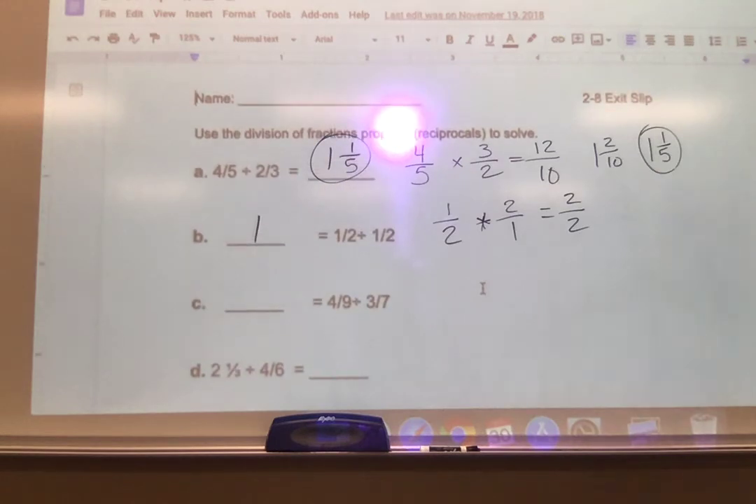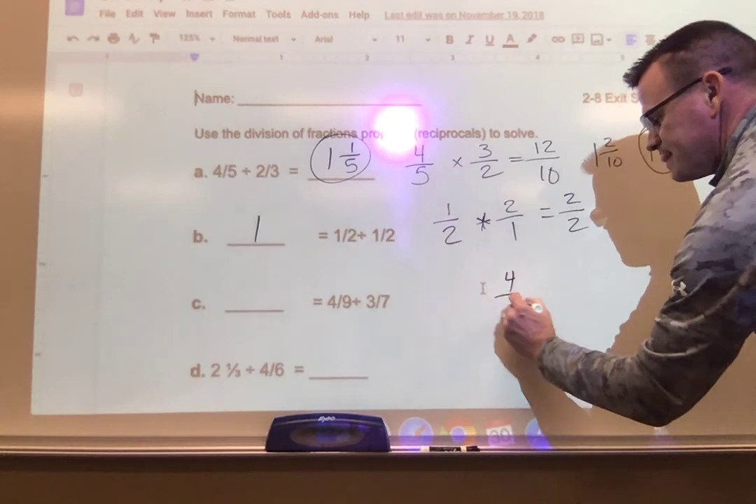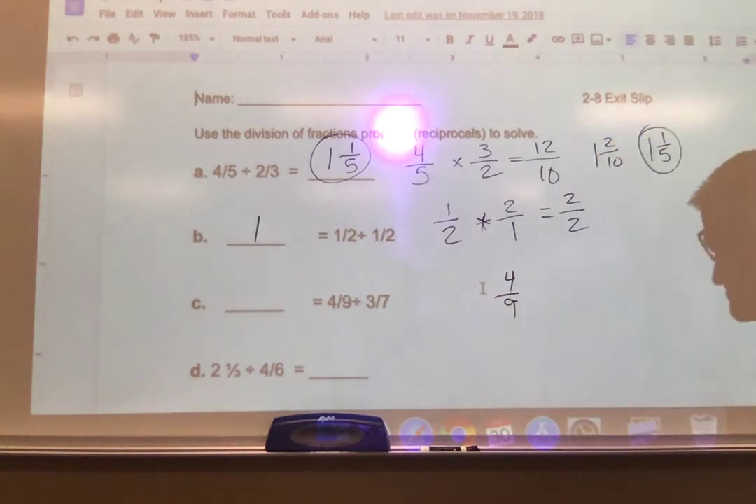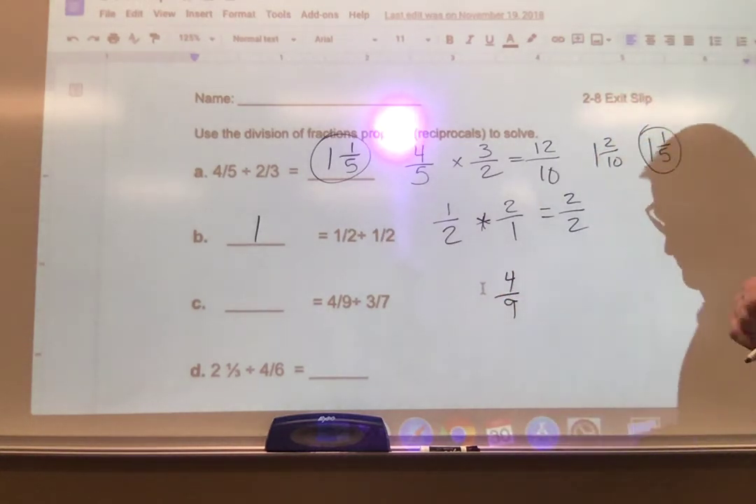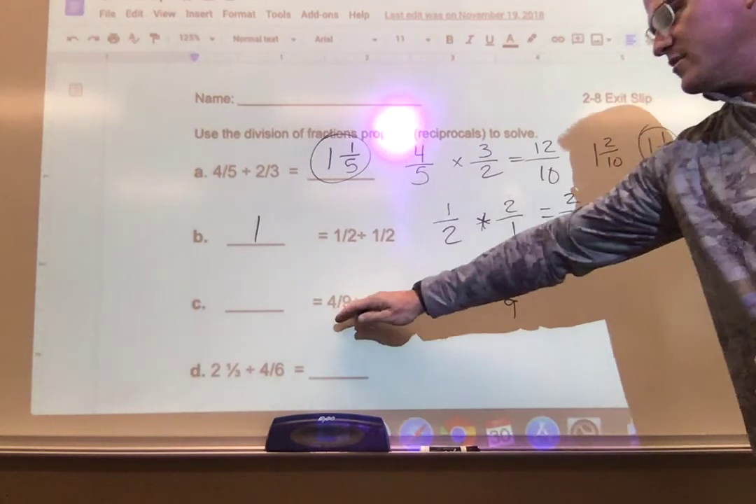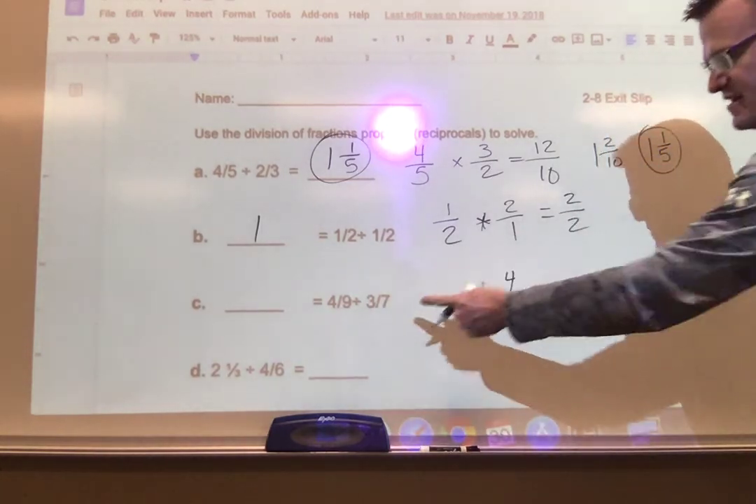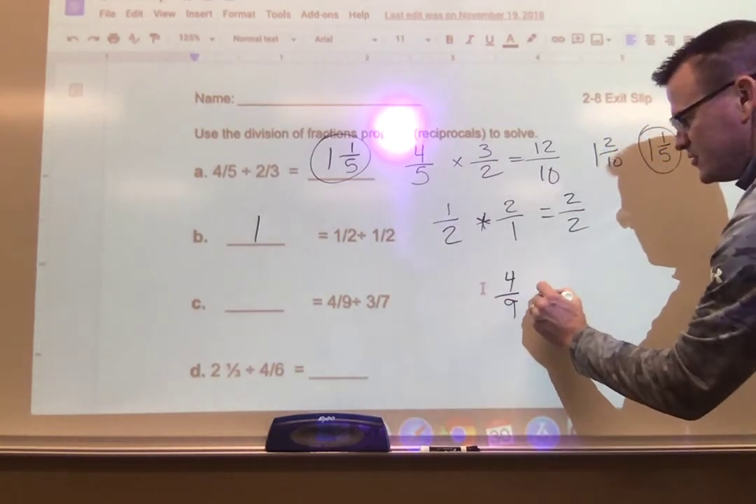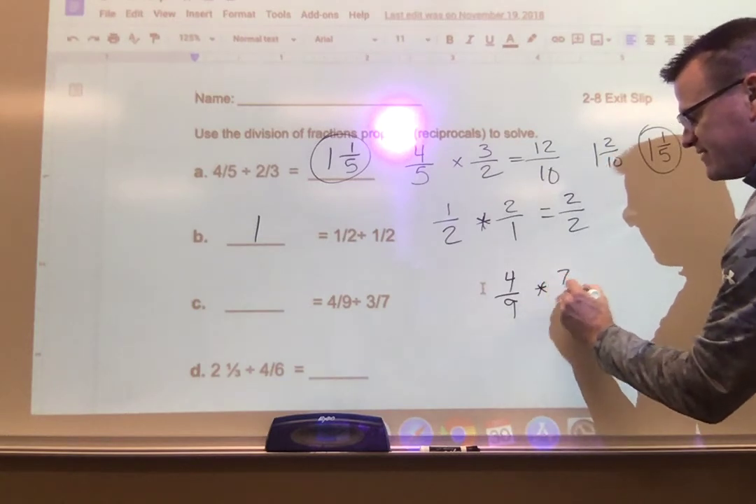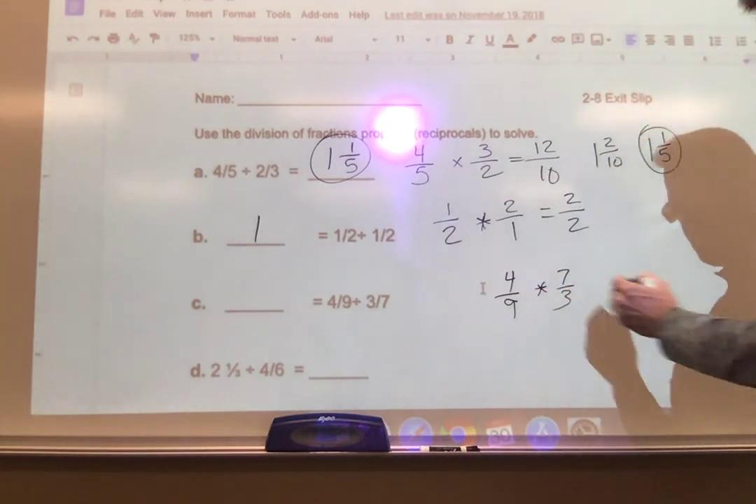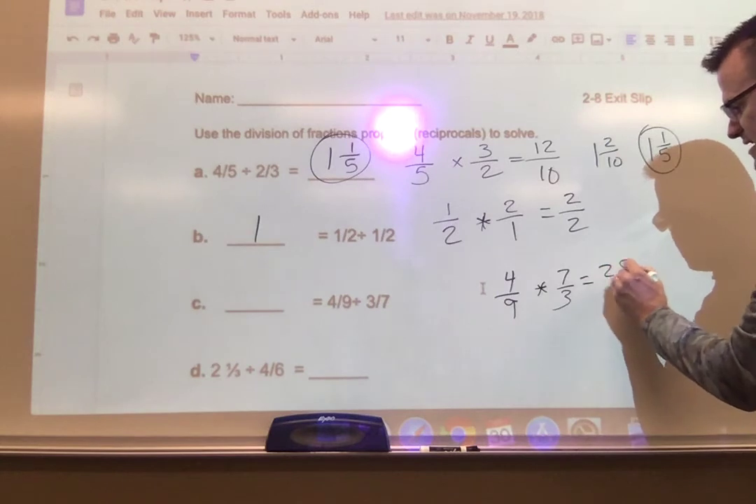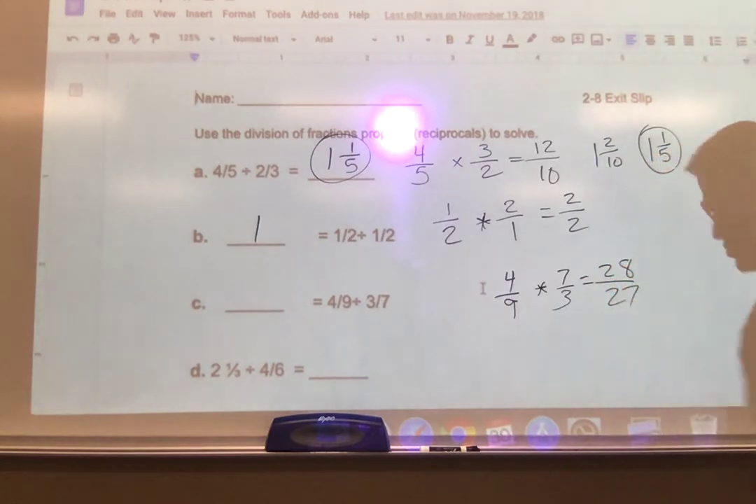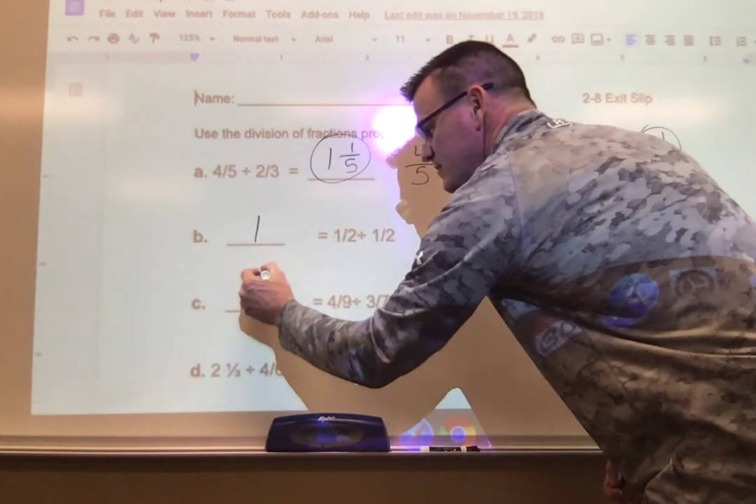All right, so 4/9. We're going to start with 4/9. Again, we don't flip that one. Mistakes kids make sometimes, they flip both or they flip the first one. Guys, we're always starting with 4/9, so we can't change that. But instead of dividing into groups of 7, we're going to multiply by 7/3, flip it to its reciprocal. And when I multiply across, I get 28/27. And I know that's greater than 1. It's actually 1 and 1/27 if I put that in the simplest form.